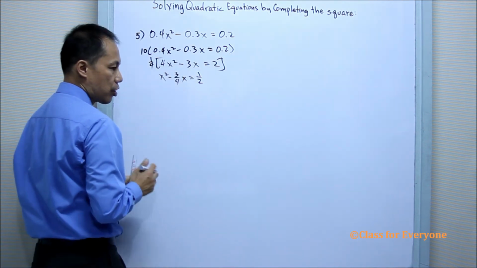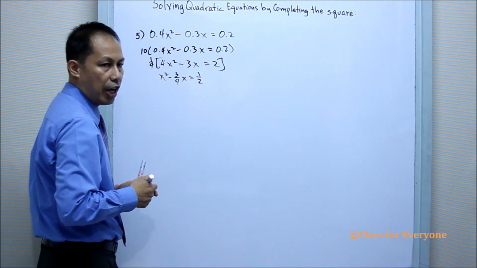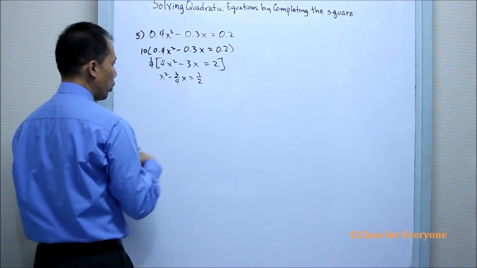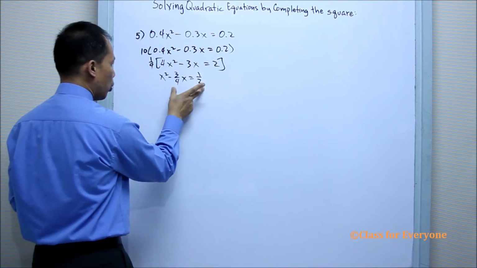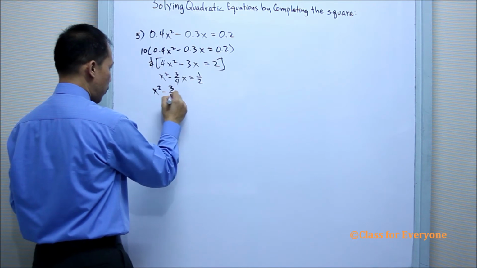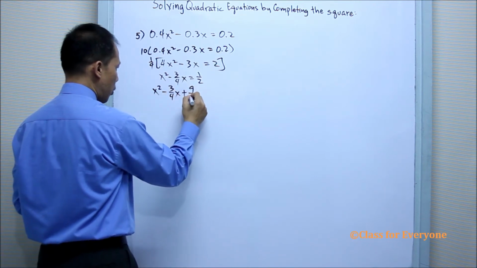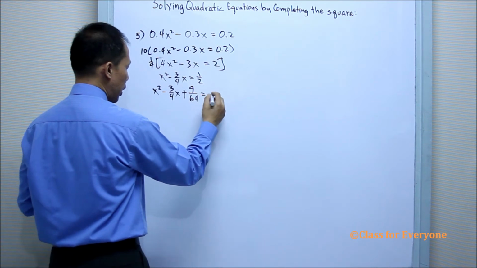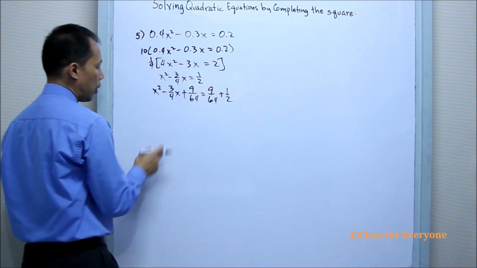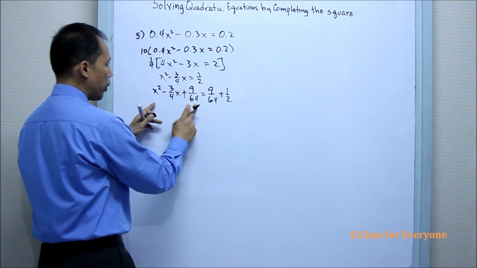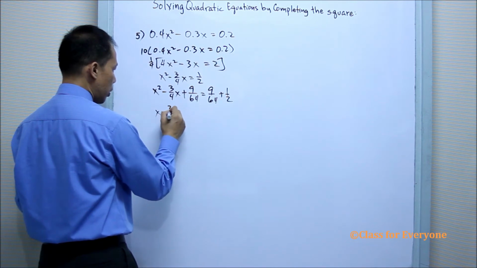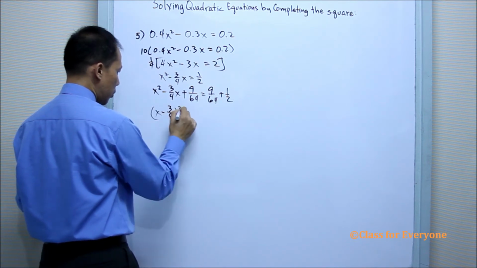Half of negative 3/4, that is negative 3/4 times 1/2, is negative 3/8. And then square it, that will be 9/64. And that will be the constant that should be added to both sides of the equation. So we have x squared minus 3/4 x plus 9/64 equals 9/64 plus 1/2. And then factoring this, since this is already a perfect square, the factors are x minus 3/8 squared.